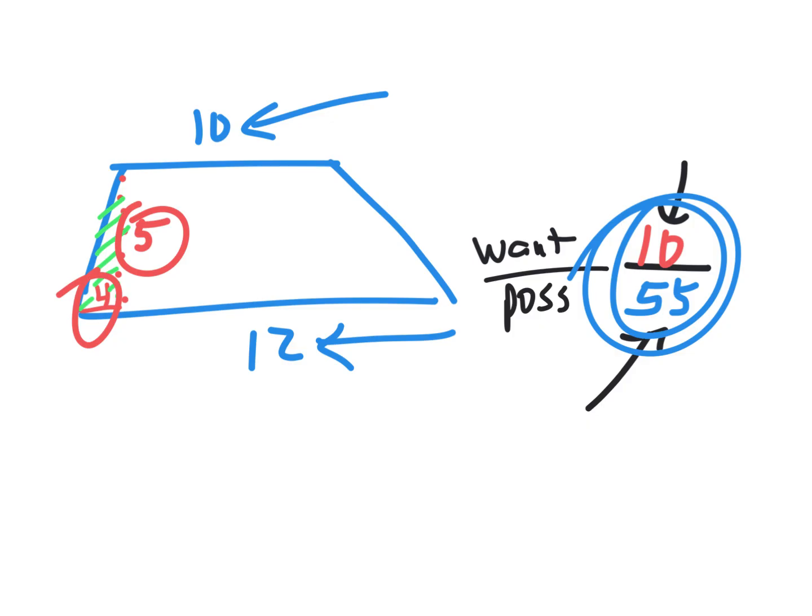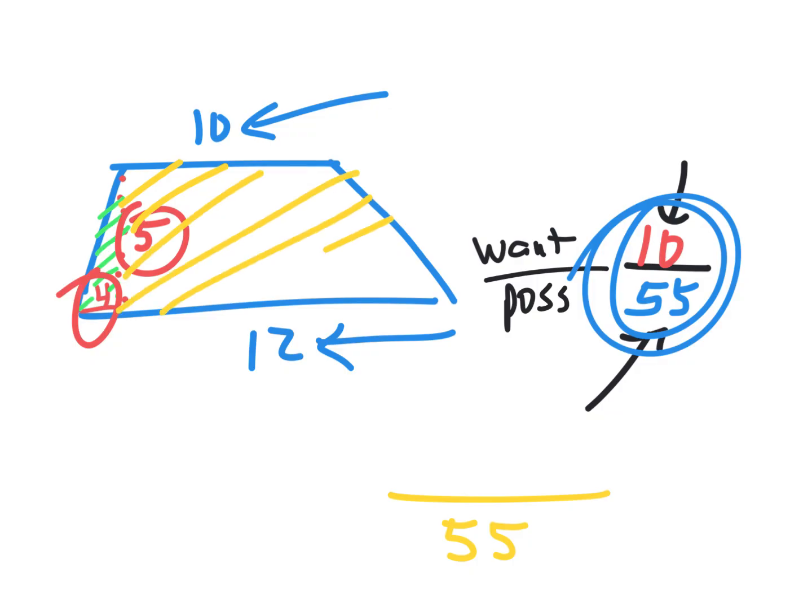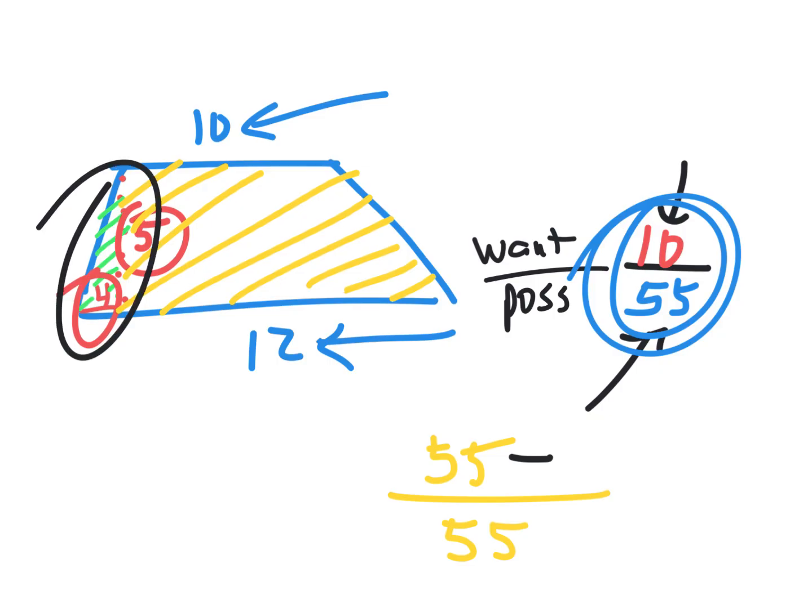Well, the rest of the shape, and the way I say it is this. You already know it's out of 55, right? And so if I want the probability of hitting anywhere in this yellow shaded region, it's pretty much 55 out of 55. Except not that part. How much was that part? What's the area of that little triangle? 10.